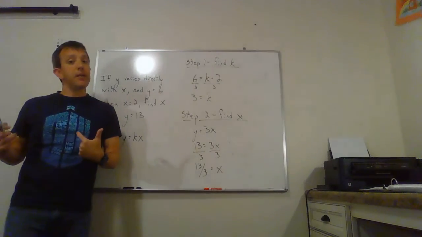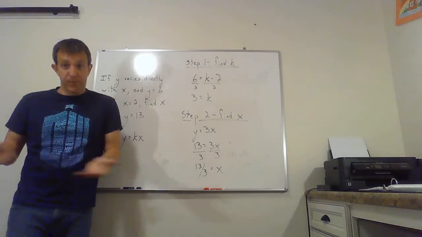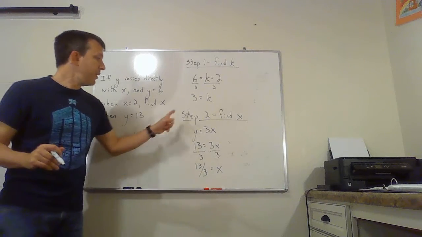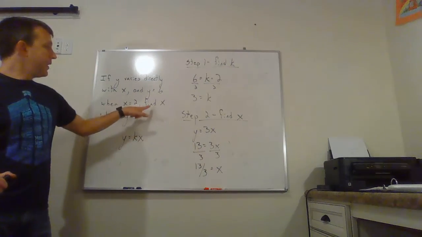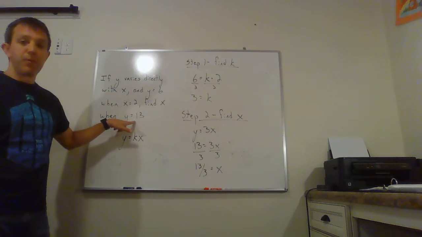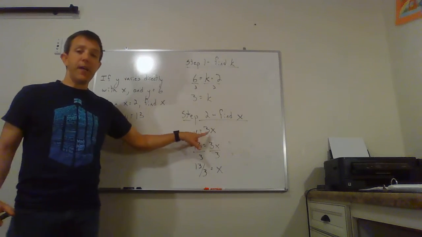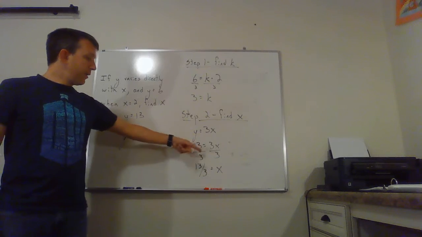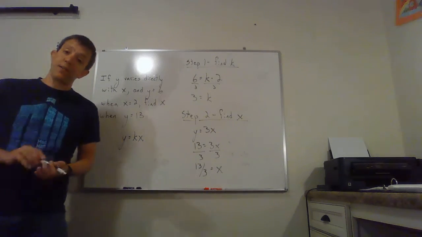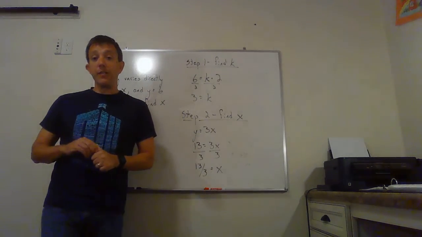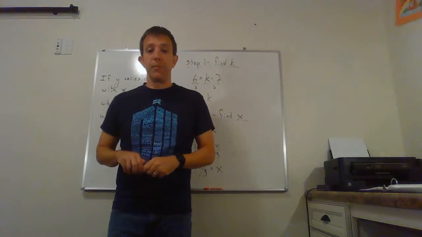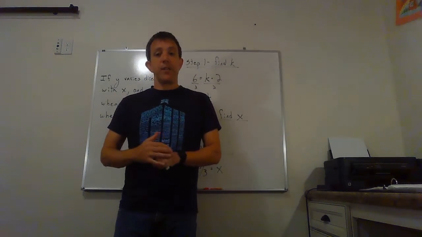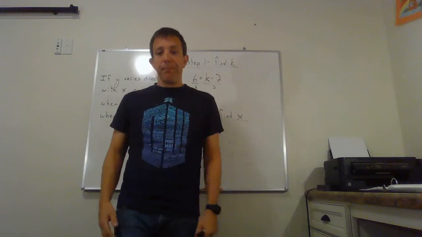Once I know k, it's stuck. That's the value for k. So then I go on to step 2. Now I can find x when y is 13. So I put the 3 in for k, then I put the 13 in for y, and I divide by 3, and it turns out that x is 13 over 3. Two relatively straightforward steps that we can do. So there you go. There's a good example, and we'll do some more.